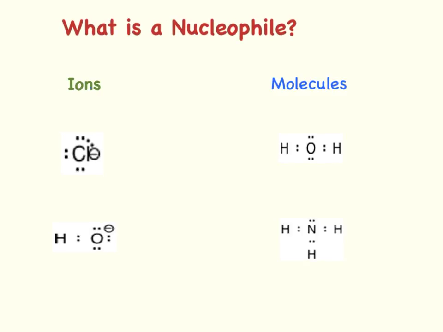But it can also be a molecule. As we know, water has 2 pairs of unbonded electrons, and this gives it its bent shape. So we need to think about that on the way through. And ammonia is another good example of a nucleophile because it's got the lone pair that sits on top of the nitrogen.